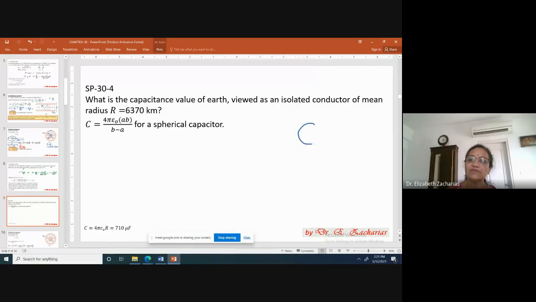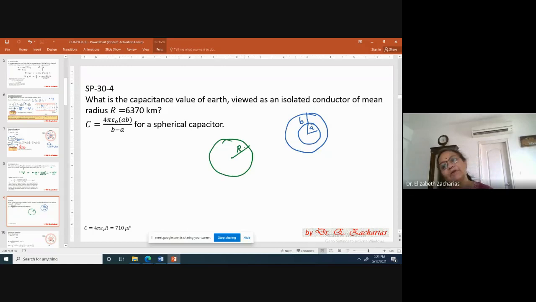So what is a spherical capacitor? It should have inner radius A and the outer one's radius should be B. But we are talking of Earth. Earth is simply a single sphere of radius R. So where is the second plate? Where is the second plate? Anyone? A capacitor should have two plates. No, where is the second plate?